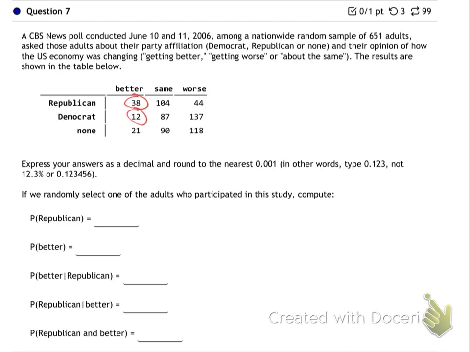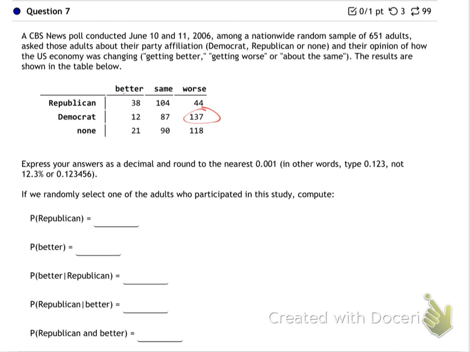How about these 12 people? They think the economy is getting better, and they're Democrats. And these 21 people, they think the economy is getting better, and they're not affiliated with either party, right? And the 104 there, what do they think? Economy is about the same as it was, and they affiliate with the Republican Party. And what's that 137 there? They think the economy is getting worse, and they're Democrats.